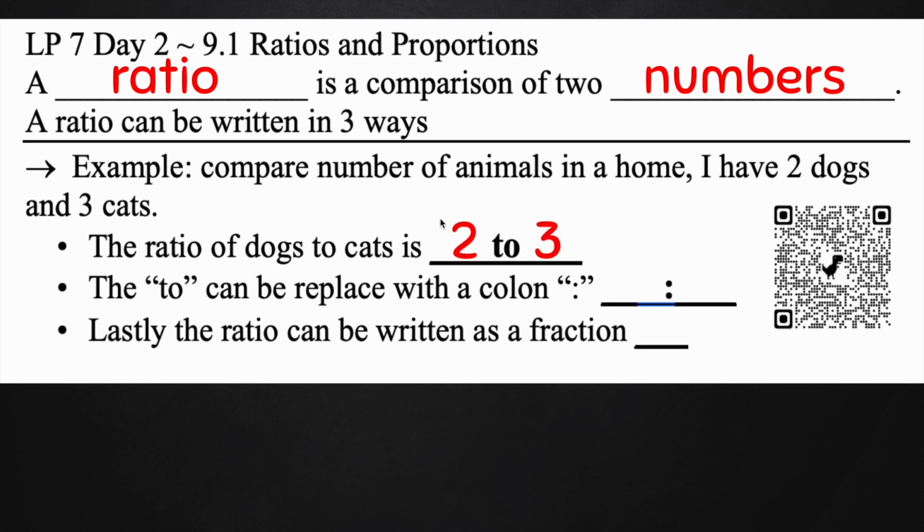I'll read the little problem first. For example, compare numbers of animals in a home. I have 2 dogs and 3 cats. If I want to compare the ratio of dogs to cats, I can do it in 3 different ways.